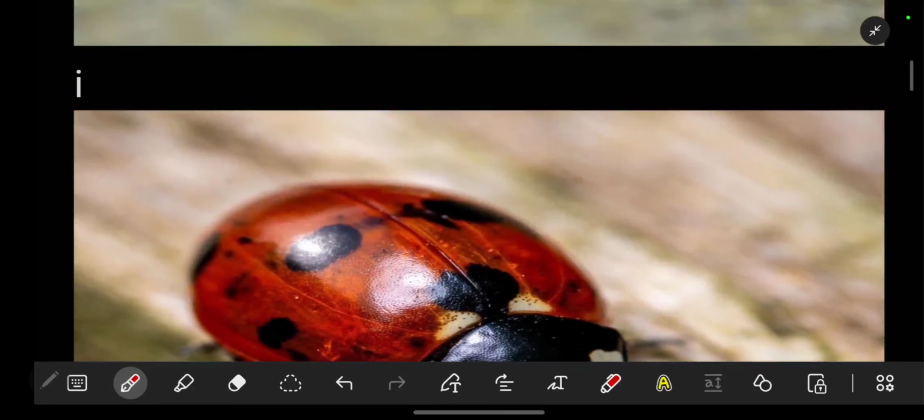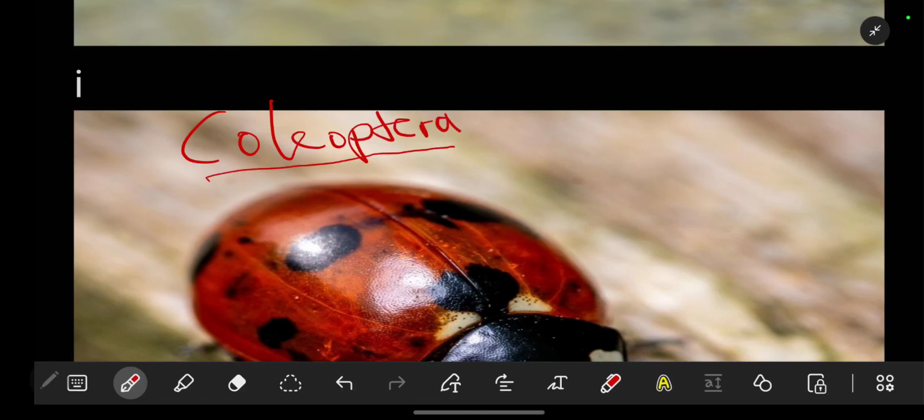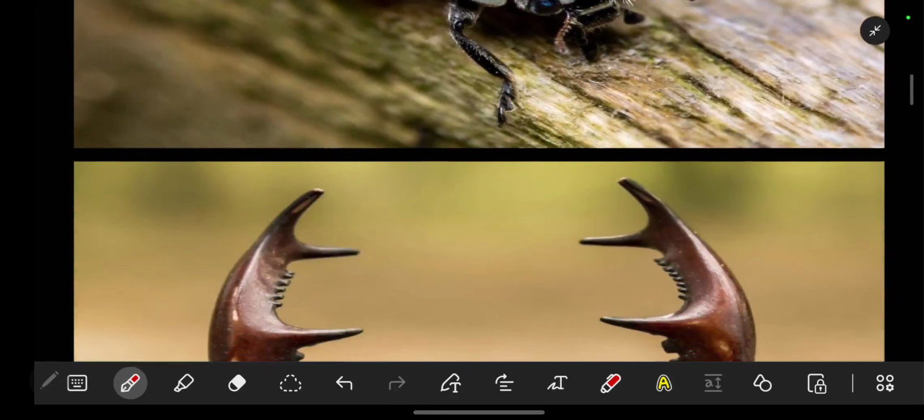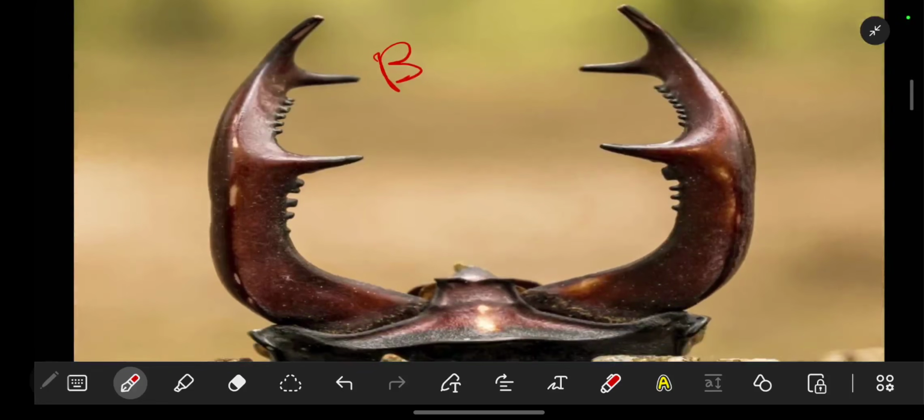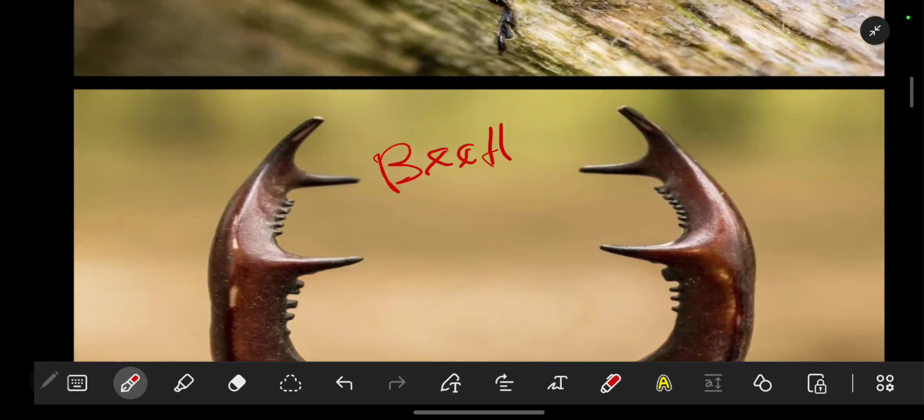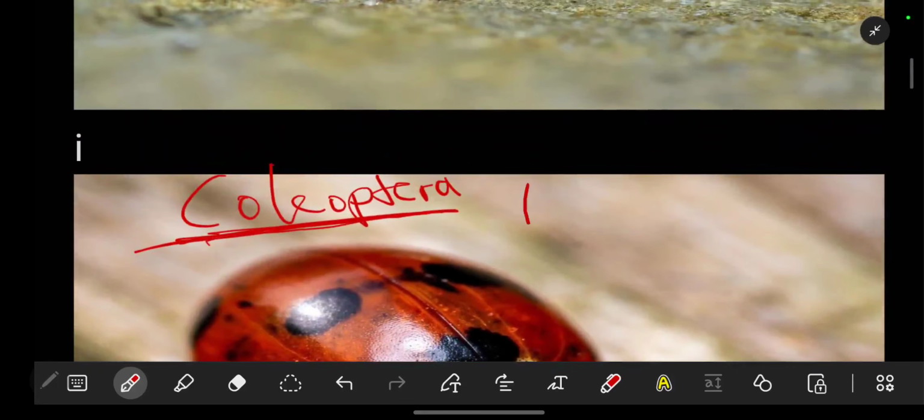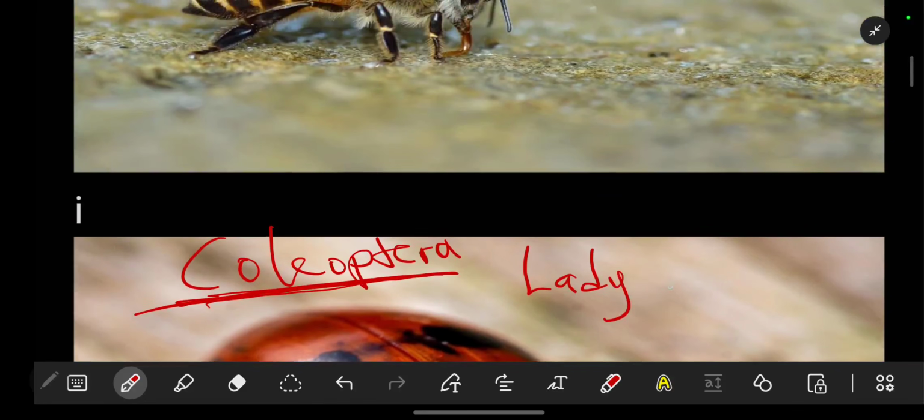Let's now talk about what we call Coleoptera. The order Coleoptera is made up of insects that, just think of those insects that are hard. For example, not a bee, but the beetle. So you can think of the beetle and the ladybug. So what is the characteristic? Ladybug.